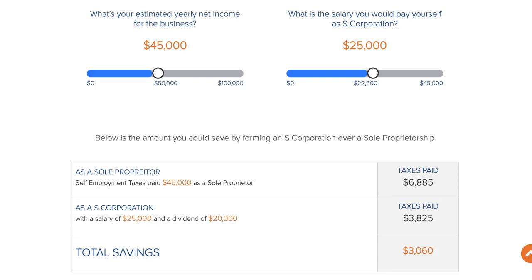Make sure you check out the calculator. I think it will do you tons of good to know what your numbers are, and it will also help you to figure out how you should be taxed at the end of the year.